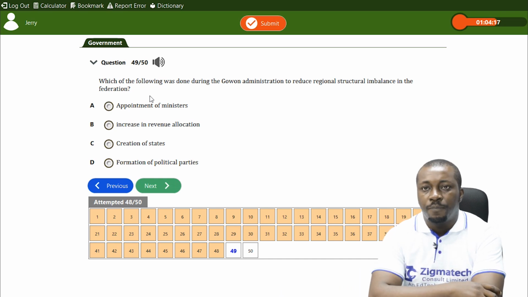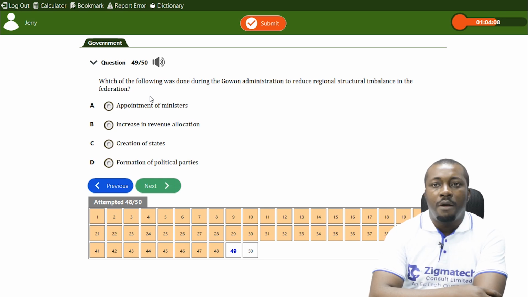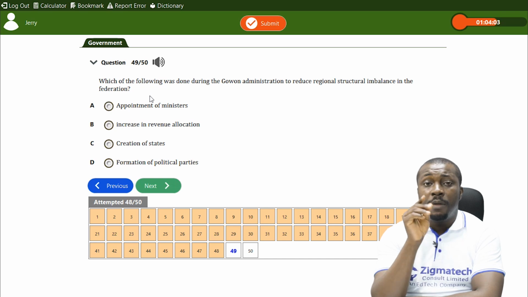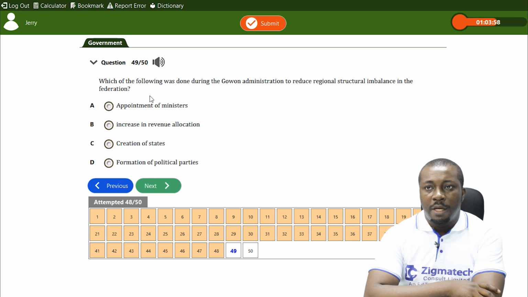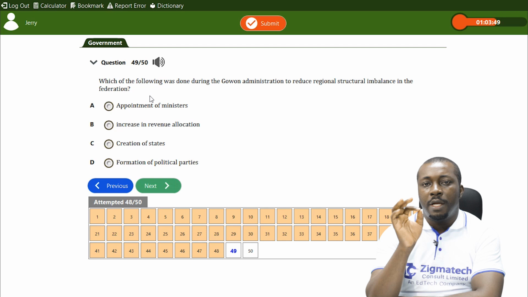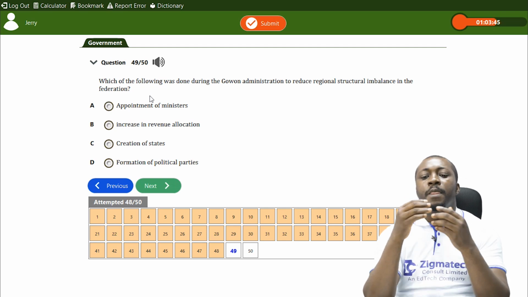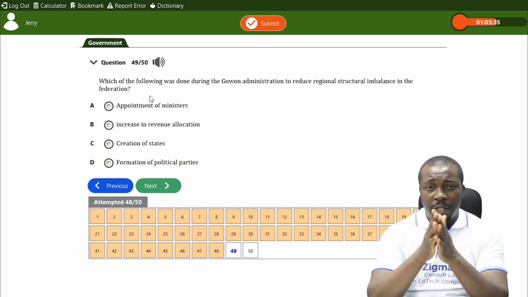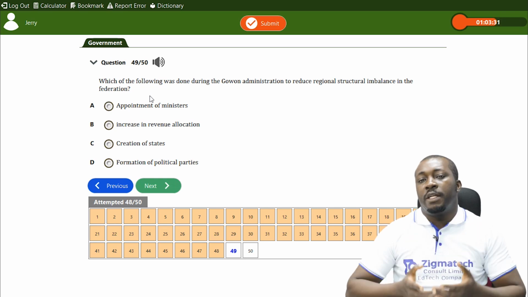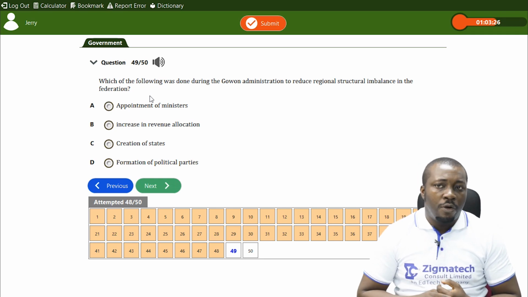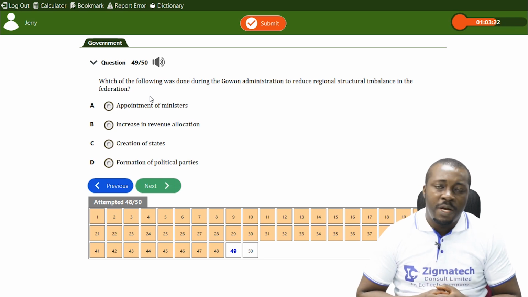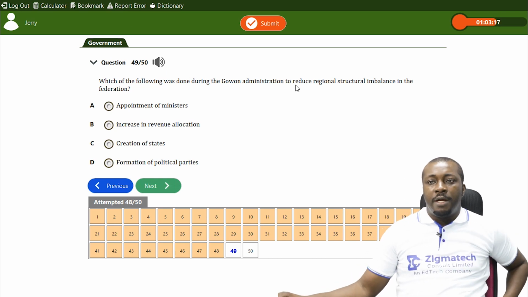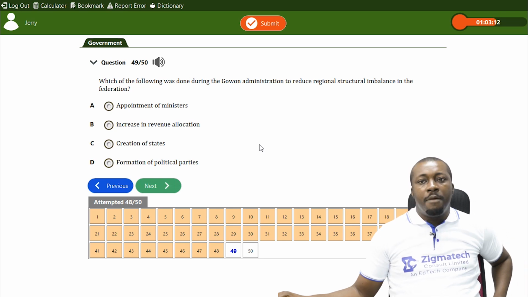Now, question 49 says, which of the following was done during the Gowon administration to reduce structural imbalance in the federation? Now, this question tests the fact that one of the problems of the Nigerian federation is structural imbalance. Before Gowon came on board, Nigeria had 4 regions. The regions were the North, the East, the West, and the Midwestern region. Now, the North was more than 2 times the other 3 regions put together. So people from the South complained of imbalance in the federal structure. And also, of course, the minority issues have been a problem of Nigerian federalism. So what Gowon did to address the issue was the creation of 12 states in May 1967.